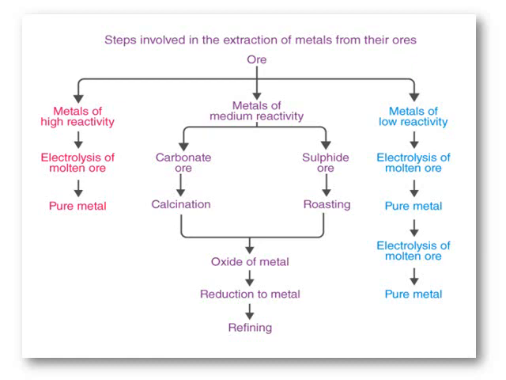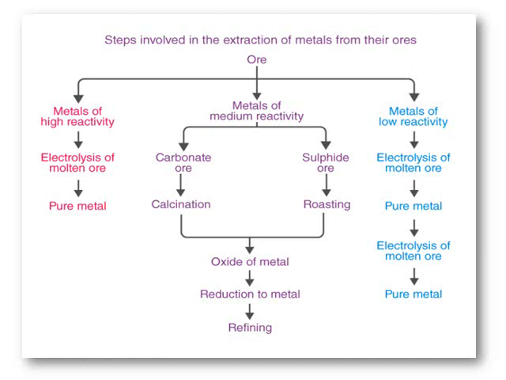For metals of high reactivity, the method is electrolysis of molten ore. So what we do is, the molten ore is electrolyzed, and from that we get pure metal. Now let us take the last one, metals of low reactivity. Here also electrolysis of the molten ore is done, from which metal is obtained. After obtaining the metal, it is then refined. So we get pure metal.